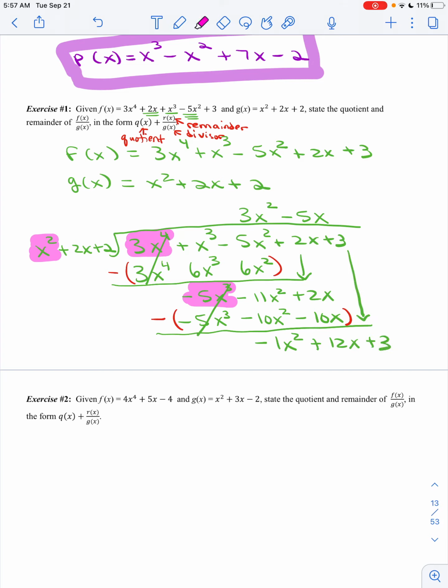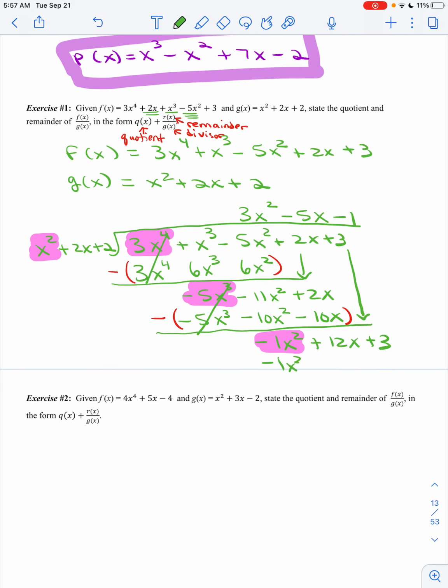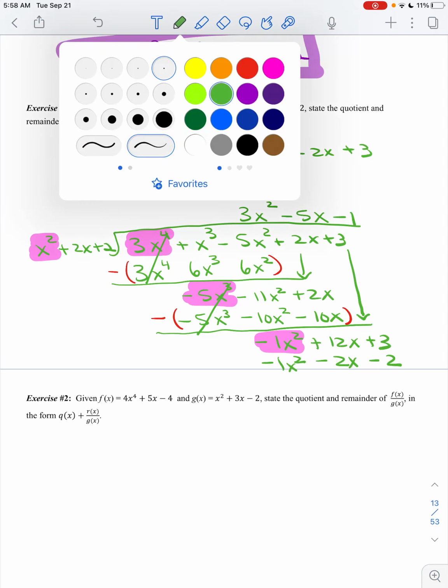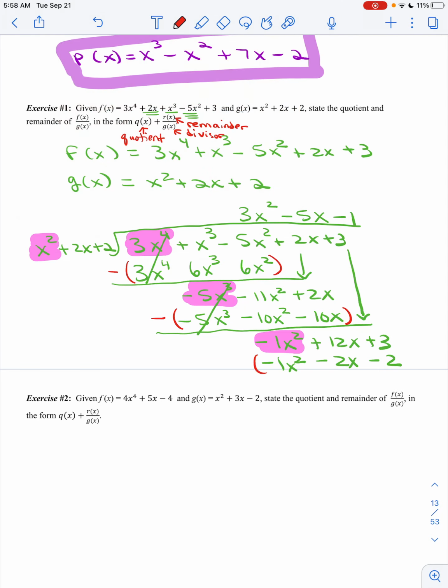We're going to start this process again one last time. Take the negative 1x squared and divide it by your divisor of x squared, and we get negative 1. So negative 1 multiplied by x squared is negative 1x squared. Negative 1 multiplied by 2x is negative 2x. Negative 1 multiplied by 2 is negative 2. And now we're going to subtract.